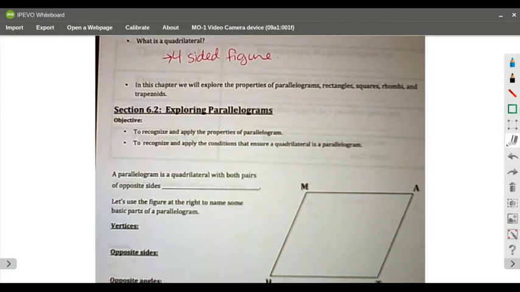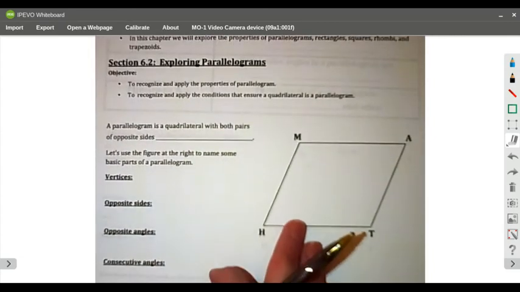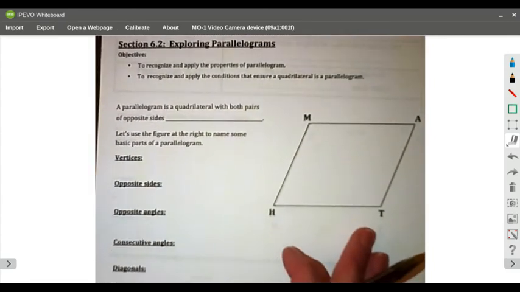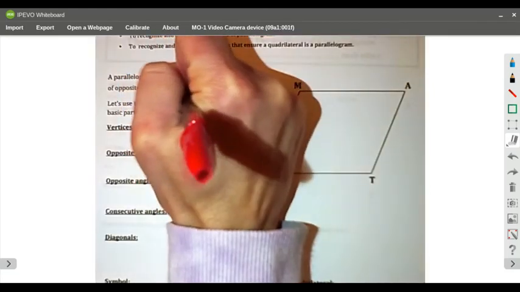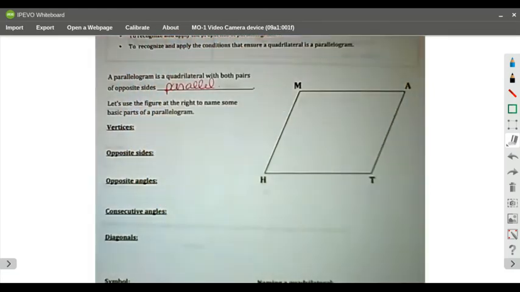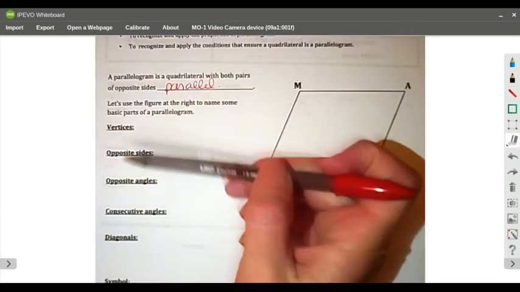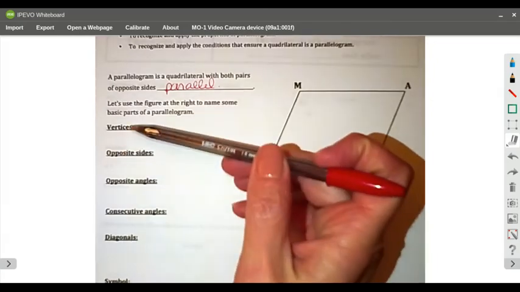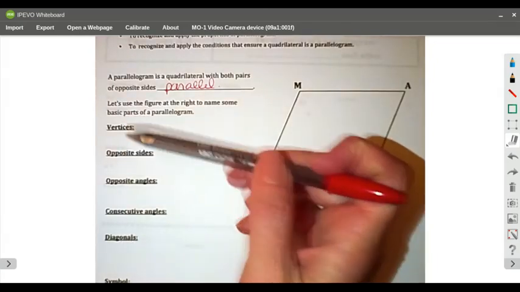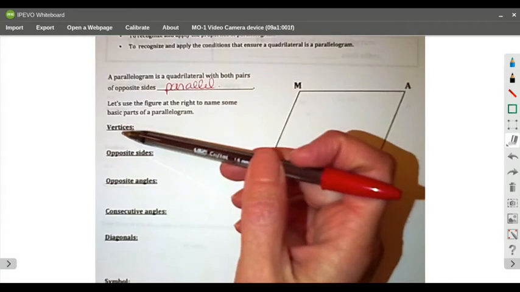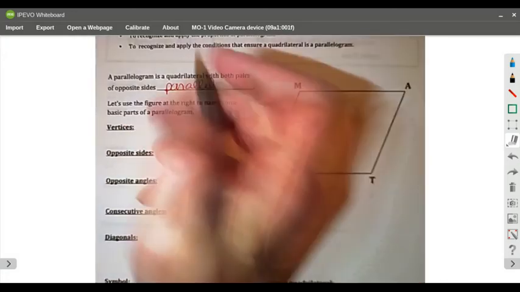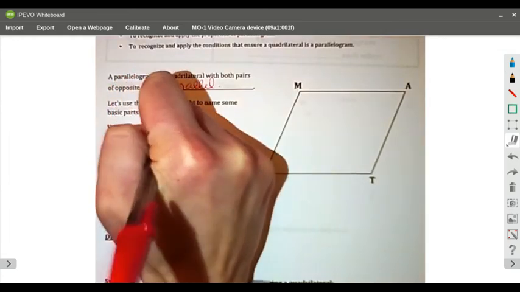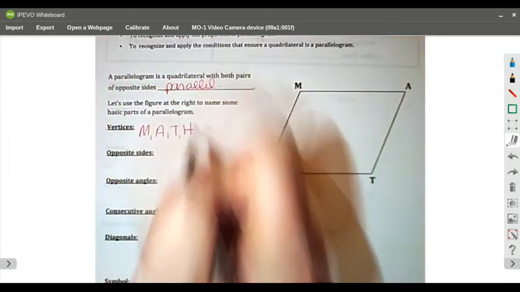So first, we just do an overview of everything. So let's talk about parallelograms. A parallelogram is a quadrilateral with both pairs of opposite sides parallel. That's why it's called a parallelogram. So just to talk about the parts of a parallelogram, but these actually apply to all quadrilaterals, like what vertices are, opposite sides, all of that. If I wanted you to list the vertices, obviously it would be the corners. So M, A, T, and H would be the vertices here.